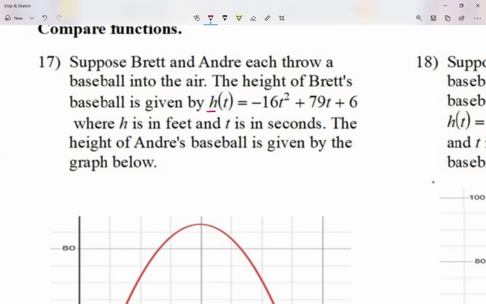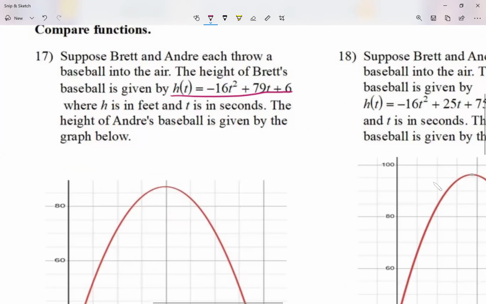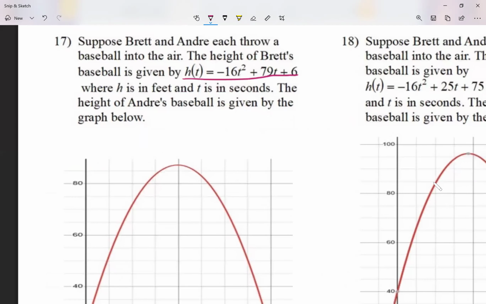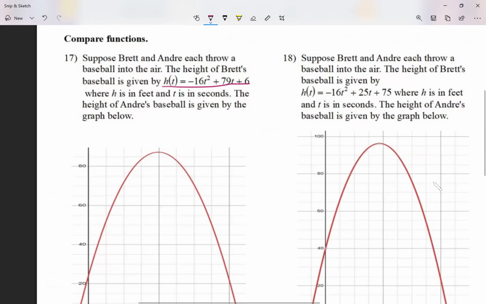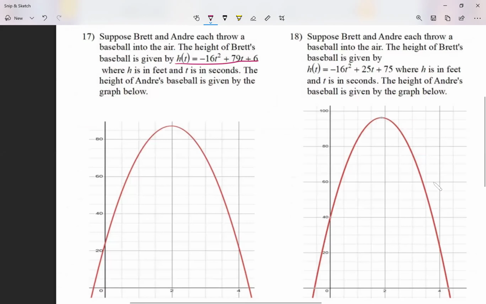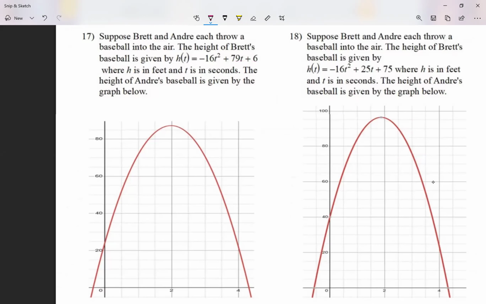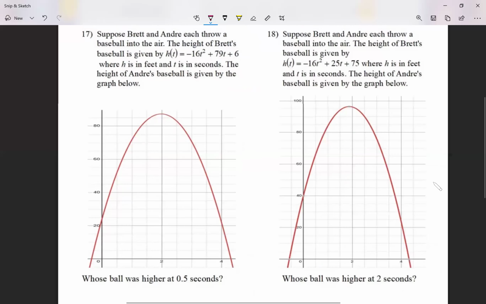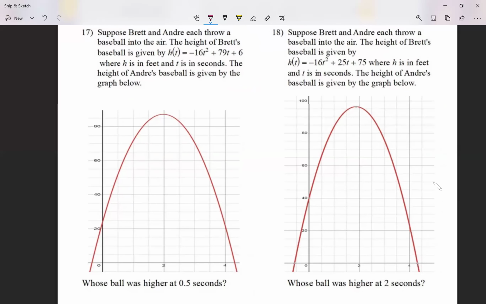So we talk about Brett. Cool, I have a lot of information about Brett. Now, continuing to read, the height of Andre's baseball is given by the graph below. Okay, cool. It kind of looks like the shape of what I'm expecting for Brett. There's going to be a difference in the numbers, so I'm going to be comparing these two. Remember, for Brett I have the equation, and for Andre I have the graph.